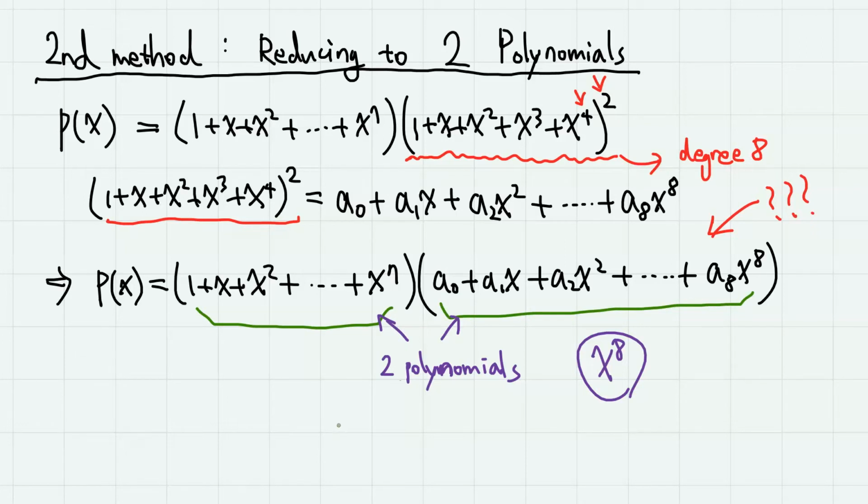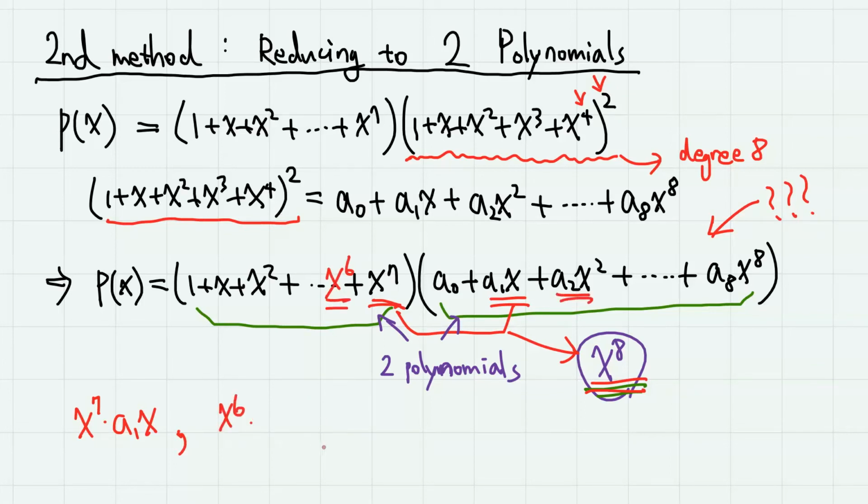Okay, so how does the counting work this time? Well, for the x to the power of 8 term, if we choose x to the power of 7 here, then we must choose a1x here to obtain x to the power of 8. So one possibility is choosing x to the power of 7 from the first one and a1x from the second polynomial. And if we choose x to the power of 6 here, then we have to choose a2x squared here. So another possibility is this, and you can see where this is going.